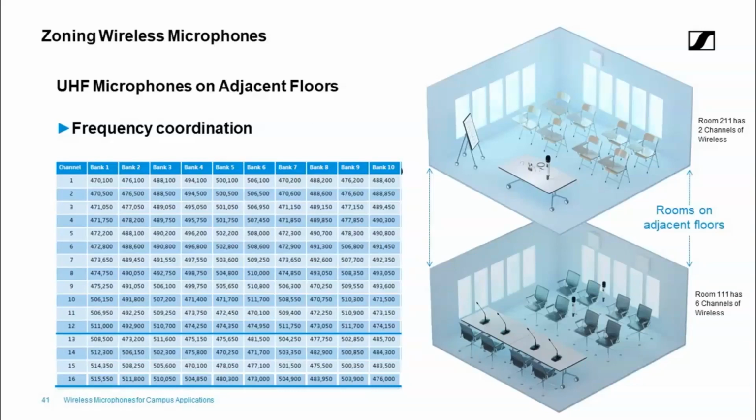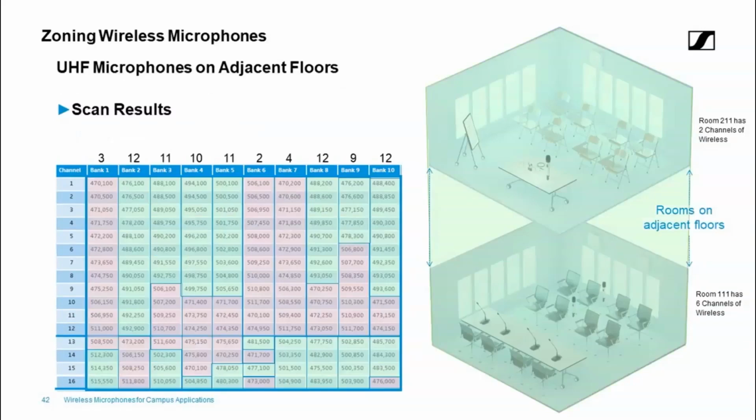So let's look at an example. We'll do UHF first. We have 2 rooms right on top of each other with a partially transparent floor. Room 211 has 2 channels of wireless, and room 111 has 6 channels of wireless. These rooms on adjacent floors, we can do an auto scan and find that in our bank systems, you always want to stay within the same bank, don't mix banks. We have plenty of banks that have more than 8 total channels, so we're able to create a system that is fully frequency coordinated between these 2 floors by staying within the banks.